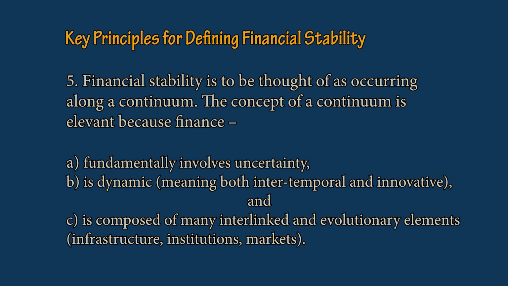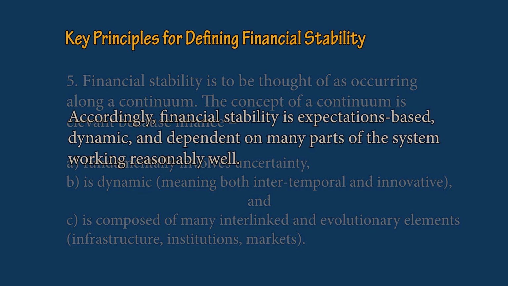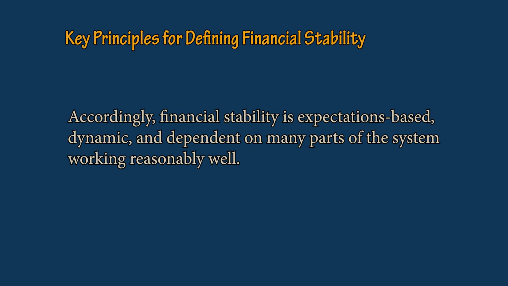So there are new innovations of financial engineering, financial instruments, and so on. Okay, and also it's composed of many interlinked and evolutionary elements, infrastructure, institutions, and markets. So therefore, financial stability is expectations-based, dynamic, and also dependent on many parts of the system working reasonably well. It's a holistic thing that you have to think about. So finally, we are in a position to define it.